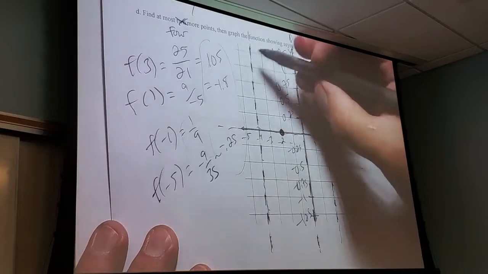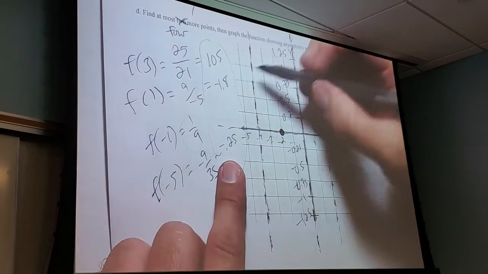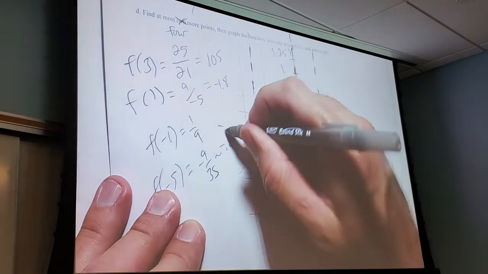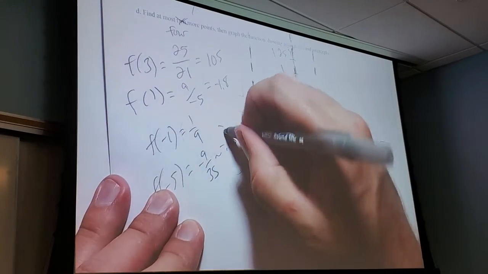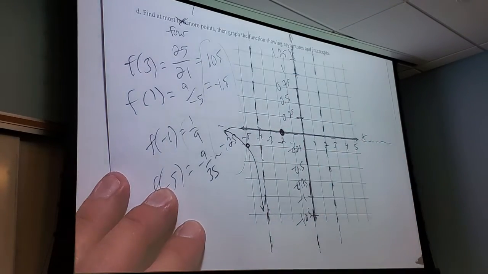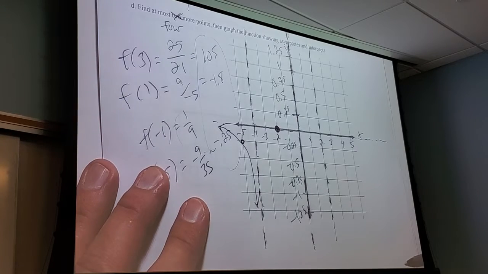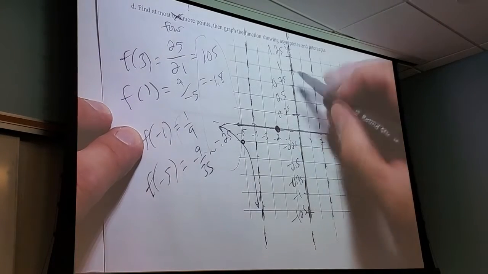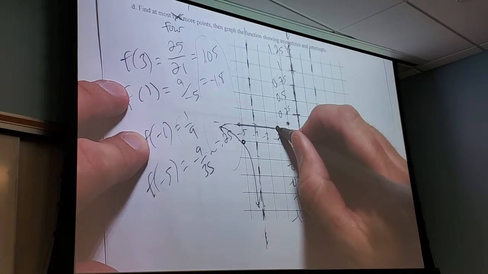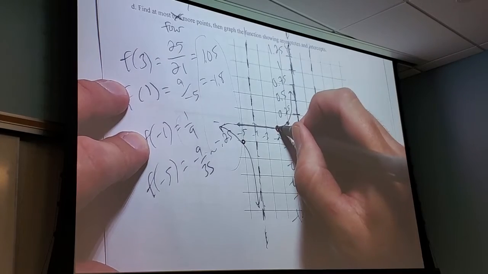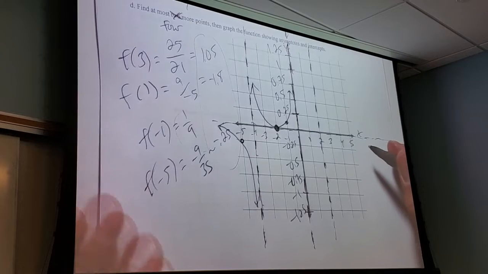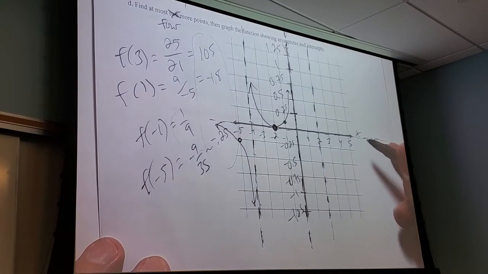All right, let's plot some points. F of negative 5 was negative 0.25. So now this point is right there. It's got to slam up against that wall, and it's got to slam up against that wall. F of negative 1 was 1/9, which is about 0.1, which is about right there. So this looks like it's got to slam up against that wall. It's got to turn at negative 2 and then slam up against that wall. So it kind of looks parabolic there. It's not really parabolic, but it just looks like it is.